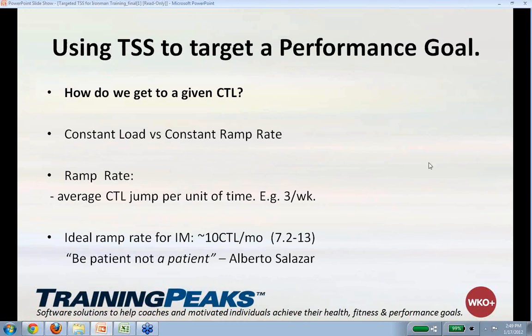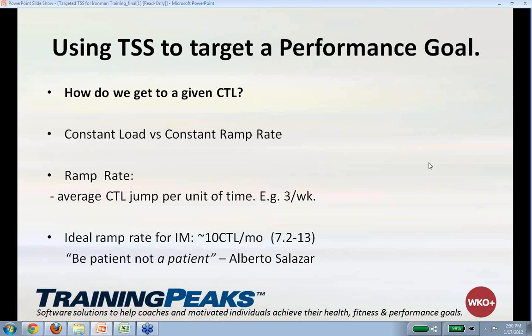Okay. Alrighty, so moving on to how we use this number now that we've talked about it to target a performance goal, or how do we get to a given CTL? We looked on that table at the sort of numbers that you may want to be heading towards depending on your goals. There are basically two ways to do it: constant load versus constant ramp rate.